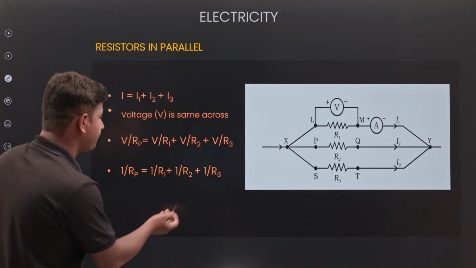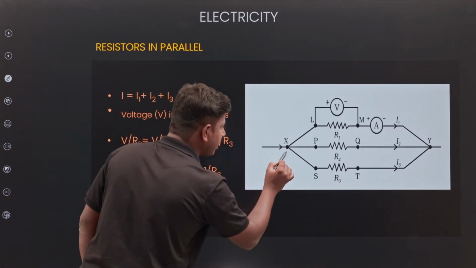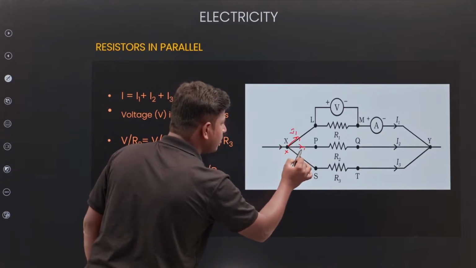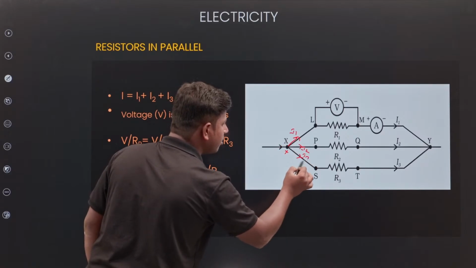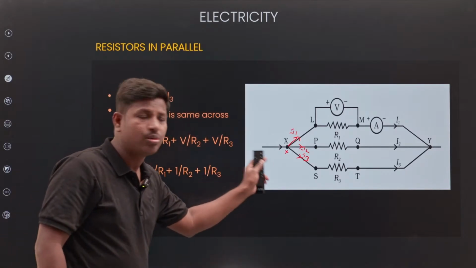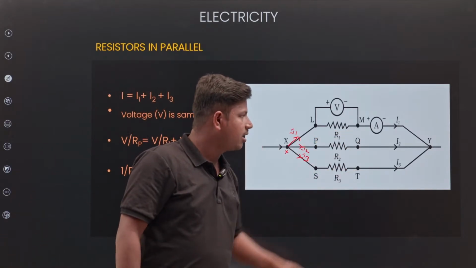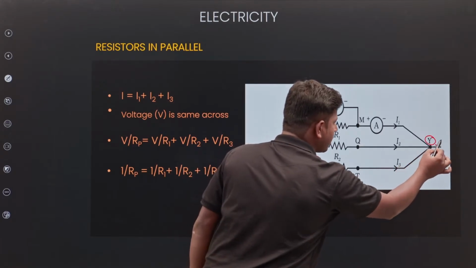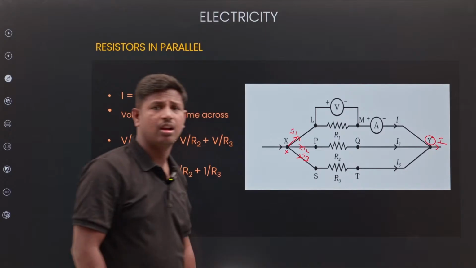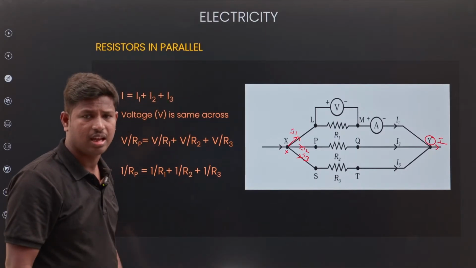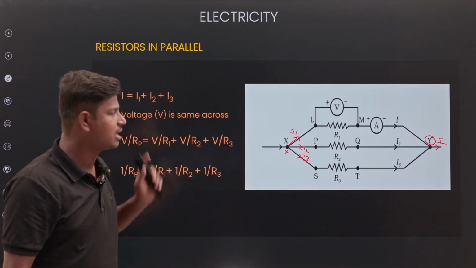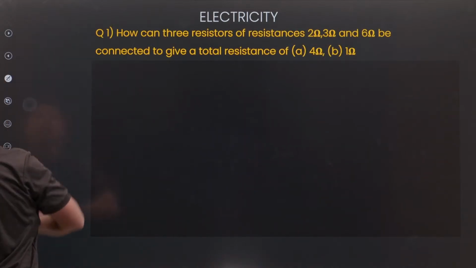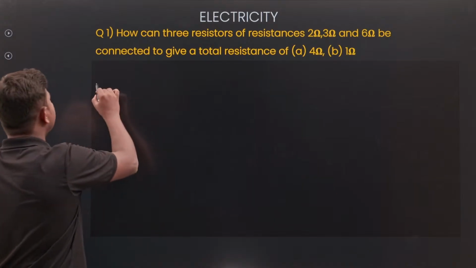Next, see, the current I is divided into 3 parts: I1, I2, I3. And what is the total amount of current coming? I is the total amount of current through the circuit. I is equal to I1 plus I2 plus I3. Now, see, the solution.